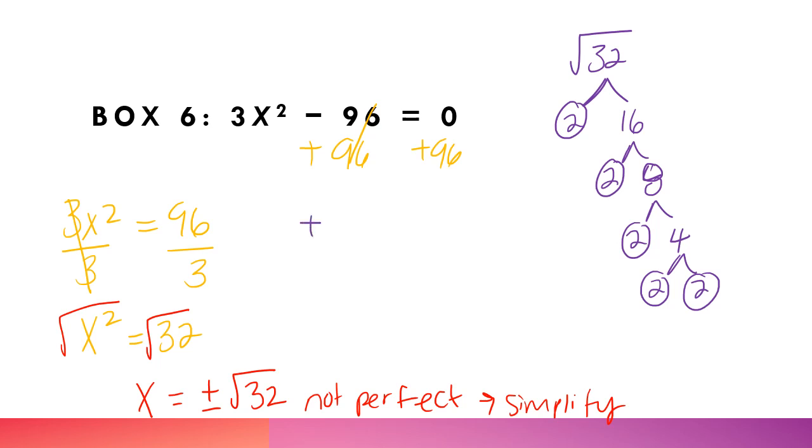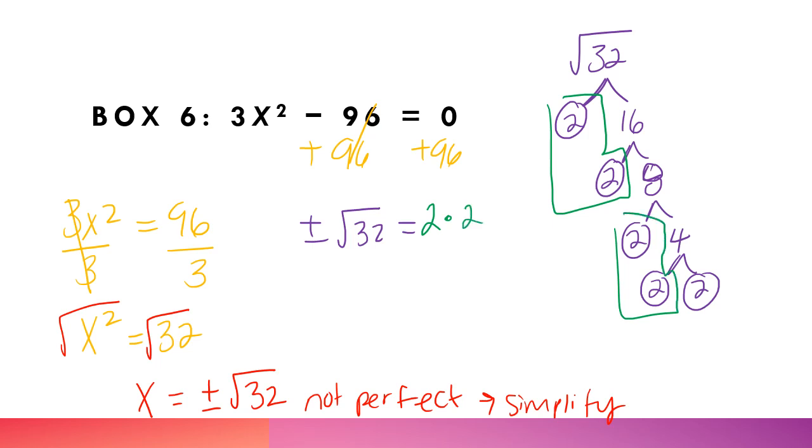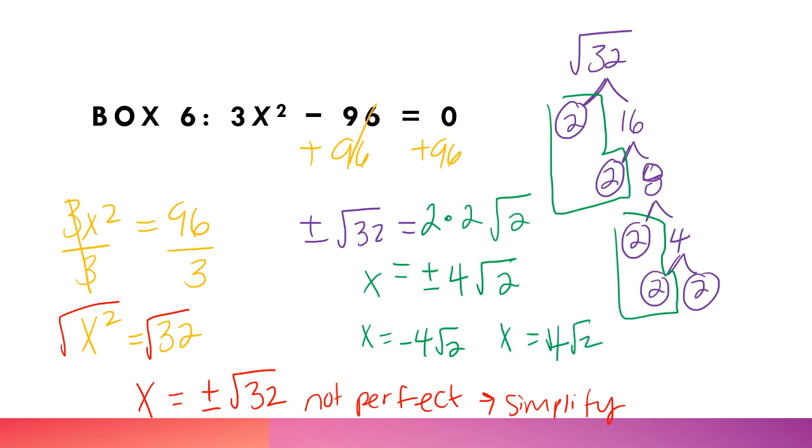And from your primes, you're going to pair them up. So for every pair of primes, they get to go on a date. Okay? So here's a pair of primes. They get to go on a date. Here's a pair of primes. They get to go on a date. And this little lonely guy gets to stay at home. So when it comes down to it, our simplified root is 4 square root of 2. Okay? So that means x equals negative 4 square root of 2 and x equals positive 4 square root of 2.